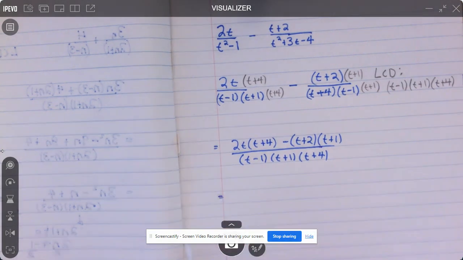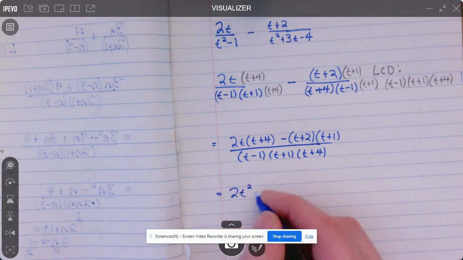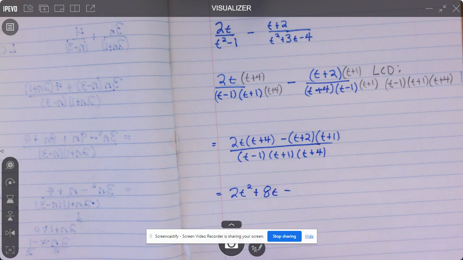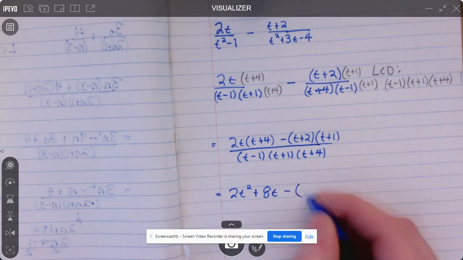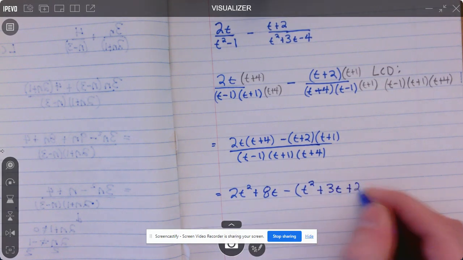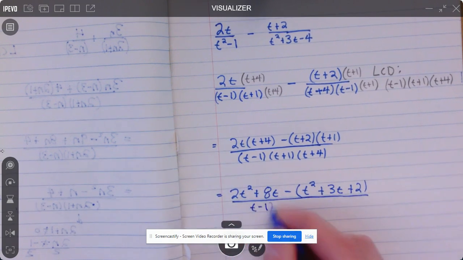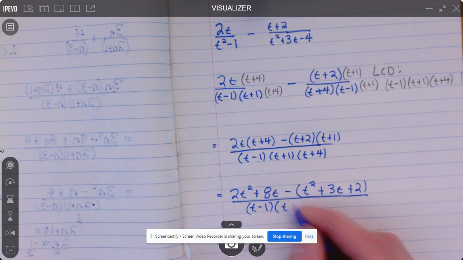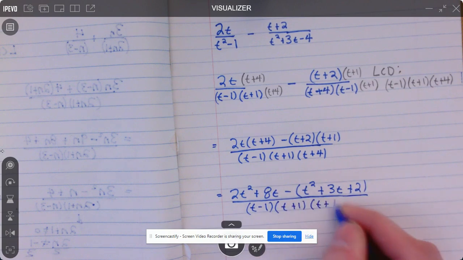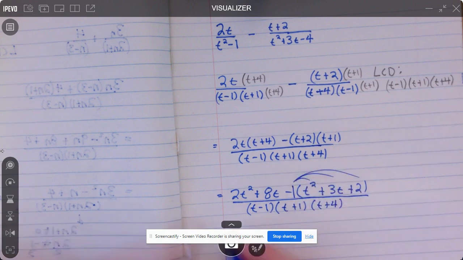So now I can just expand and simplify the numerator. So I've got 2t squared plus 8t. And then I'm just going to leave that -1 out front and FOIL or expand these two binomials. So I've got t squared plus 2t plus 1t is 3t, and then plus 2. At each step, I've just got to make sure that I keep this denominator. There's nothing really to do with my denominator because it's already fully factored. And then I'm just going to distribute that -1 in my next step.